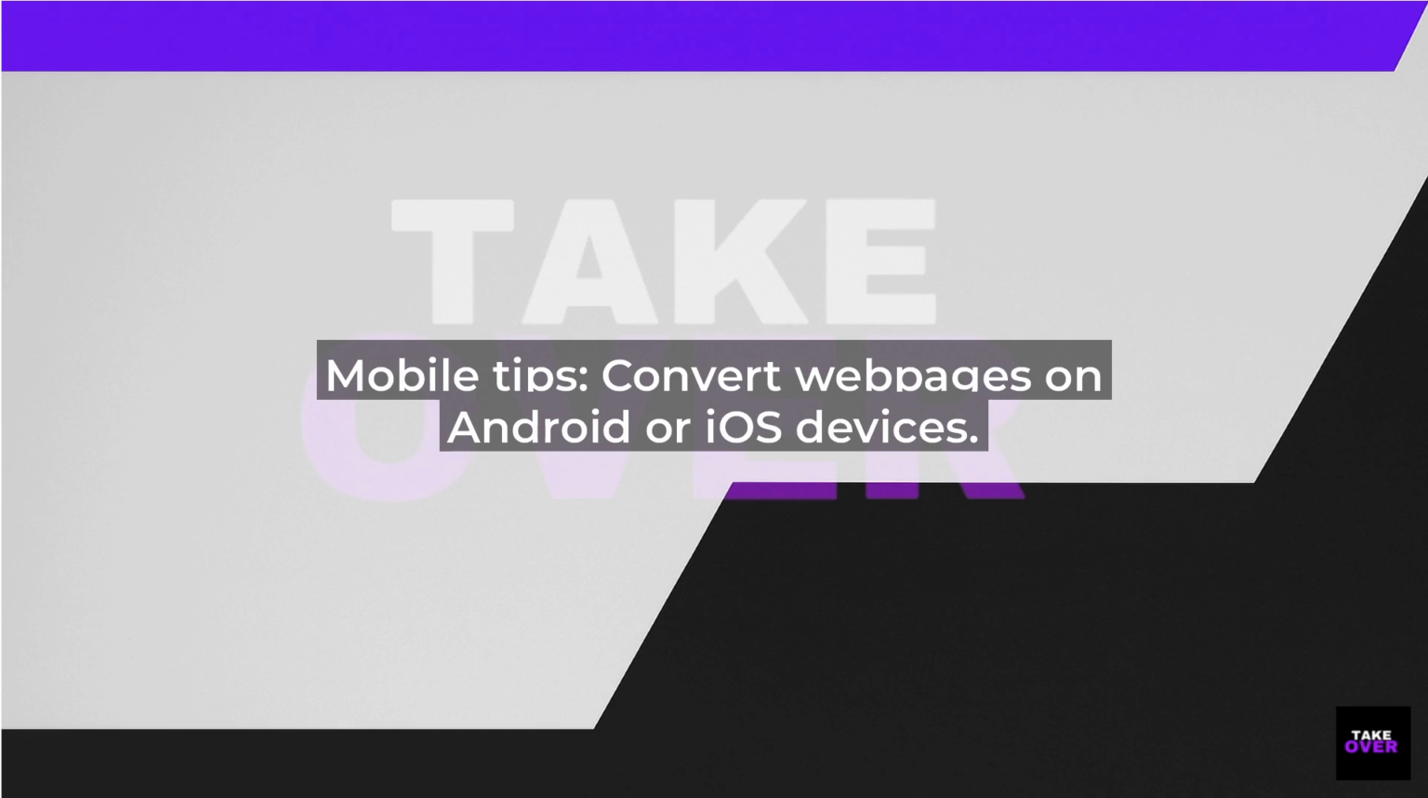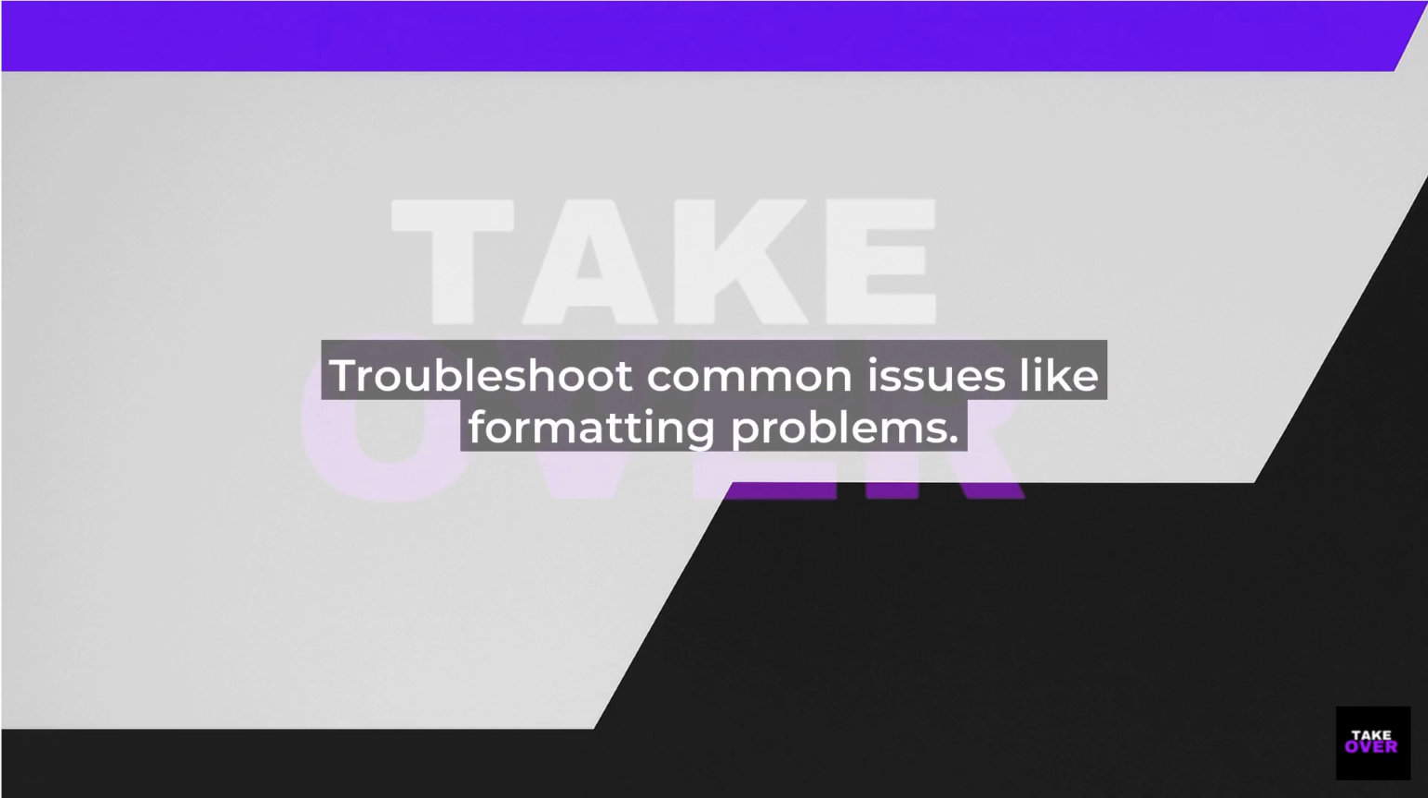For mobile users on an Android device, open the Chrome app, tap the three dots, go to Share, and select Print. Then, choose Save as PDF. On iOS, use the Safari browser's share sheet and pick Print, then save it as a PDF from the preview.